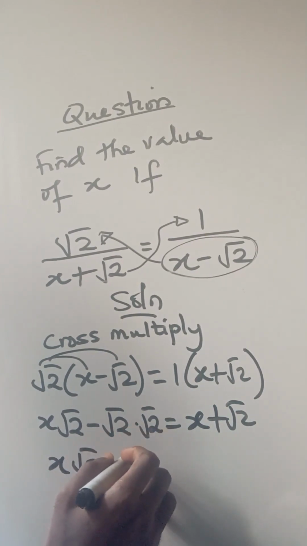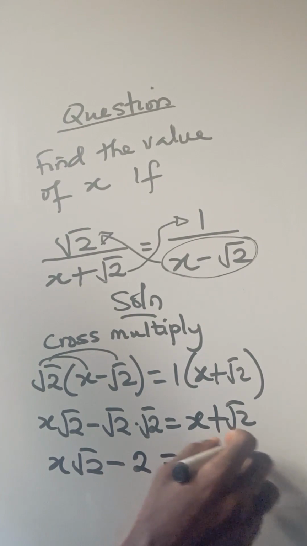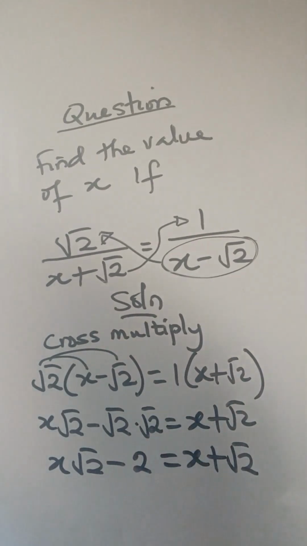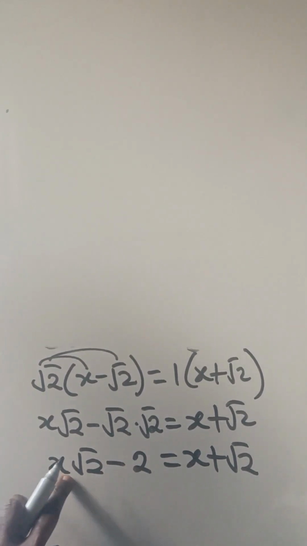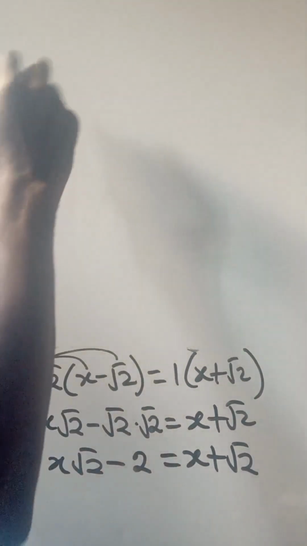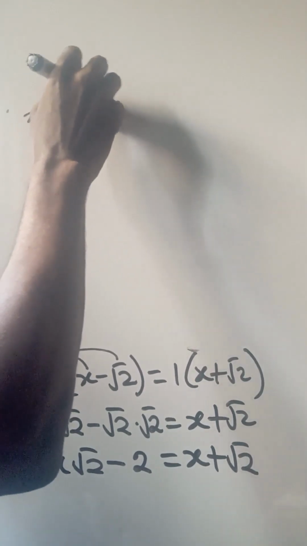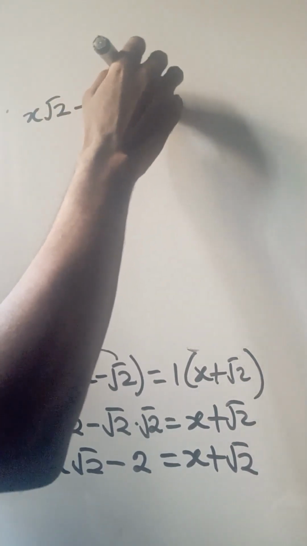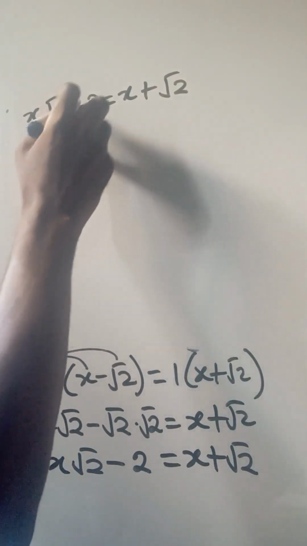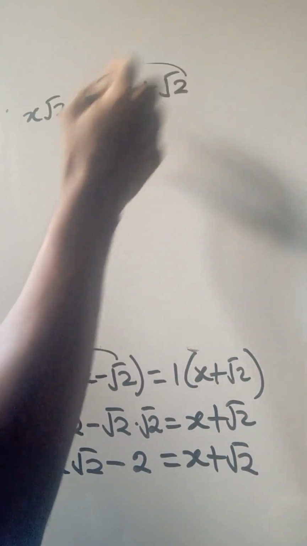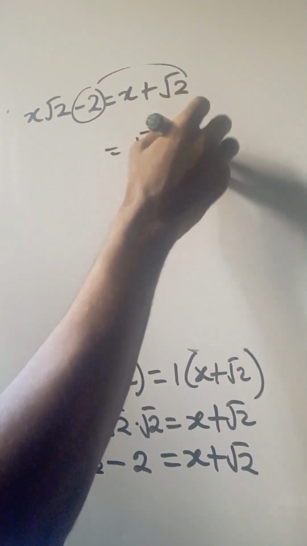So if we simplify, this is x root 2 minus this will give us what? Root 4, which is still 2. And this is x plus root 2. So from the problem, we can see that we can collect like terms since we have x here and x here. So I have that x, root 2 minus 2. Let me write the equation again: x plus root 2. So if I take this across, I have root 2 plus 2.